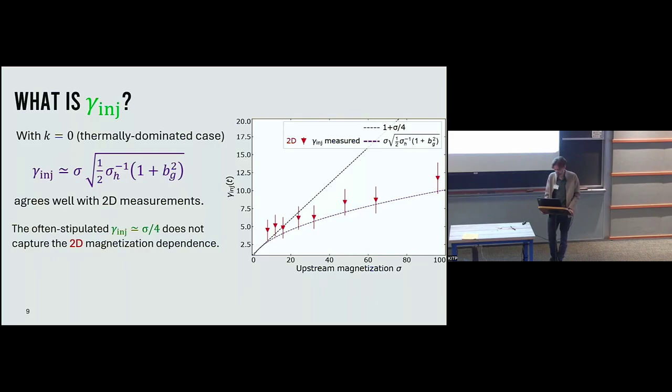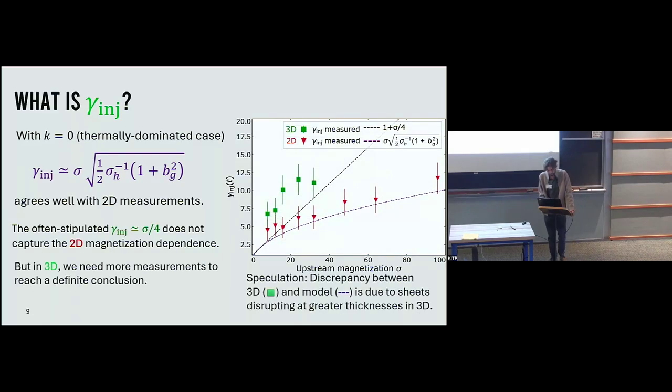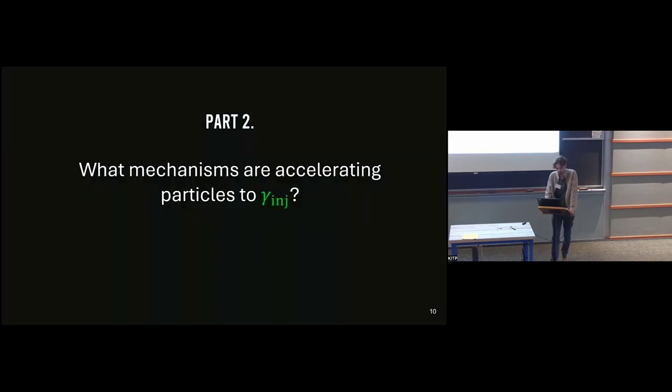By contrast, the often assumed sigma over 4 model for the injection energy seems to not account for how low it is in our measurements. In 3D, on the other hand, neither model seems to agree quite. We need more measurements, I think, at higher sigma, which are quite expensive to acquire. And we probably also need more sophisticated modeling, which accounts for the complicated structure of the current sheets that we have. Okay, that brings us to the second question.